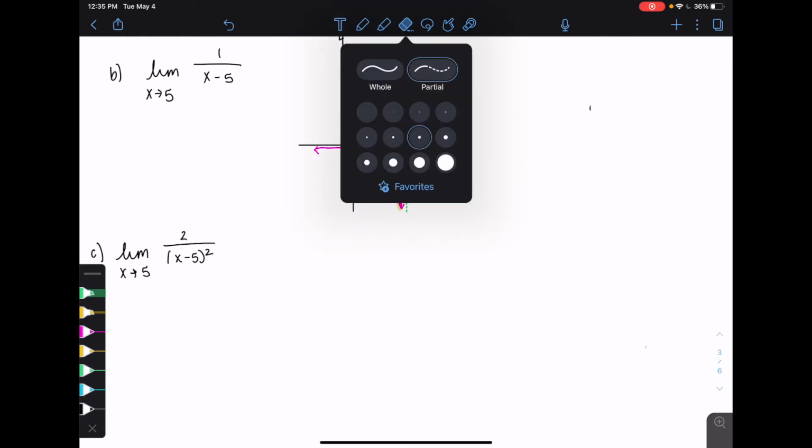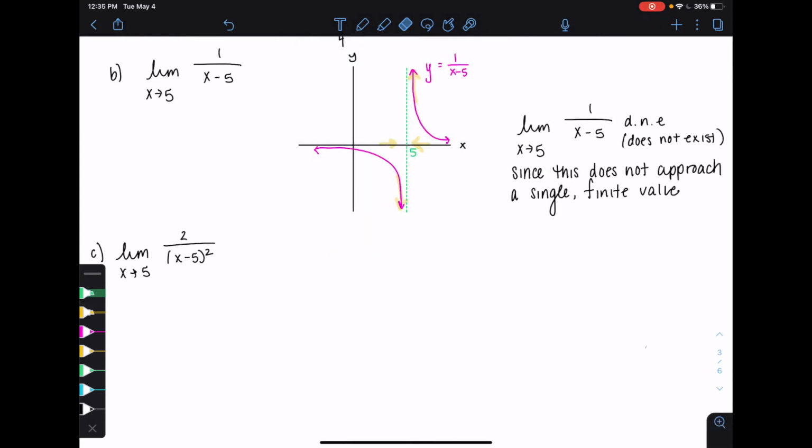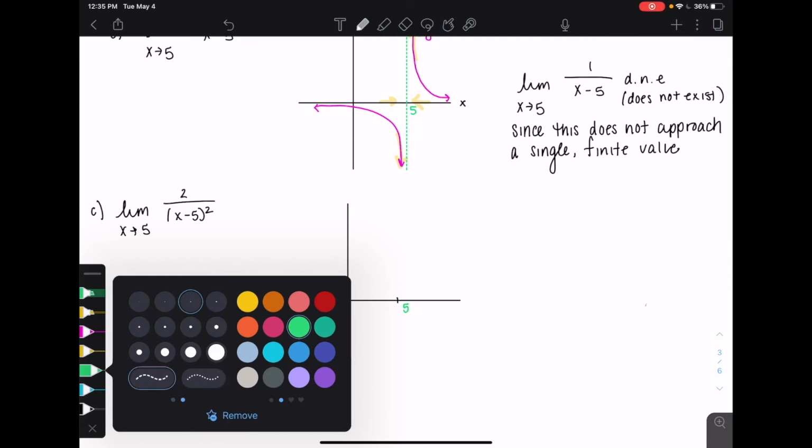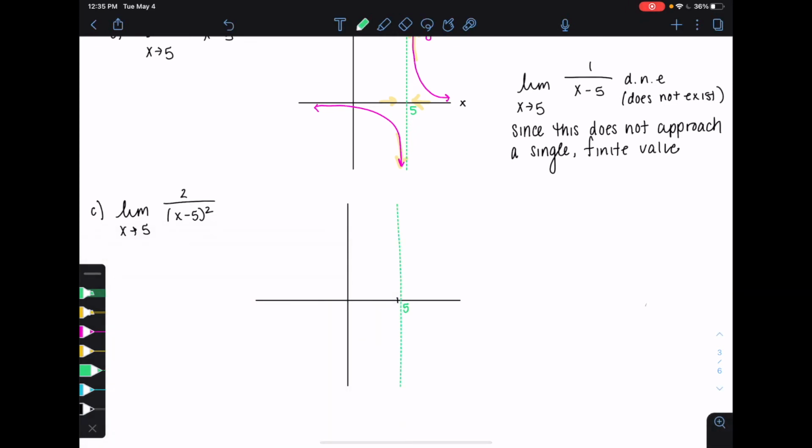So what we would say is that this limit does not exist, and you can use DNE to represent that, because we do not approach a single finite value. Okay. For this next problem, it's similar in shape, but because it's got that square in the bottom, here's 5 itself, the bottom is always going to be positive. So really your graph goes up forever on both sides.